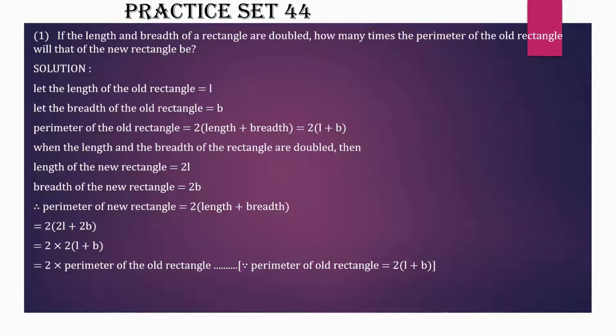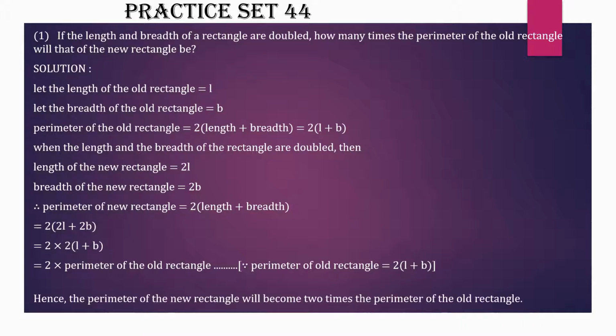2 into (L plus B) is nothing but the perimeter of the old rectangle. So let us substitute that in place of 2 into (length plus breadth) as the perimeter of the old rectangle. So we will have perimeter of the new rectangle is equal to 2 times the perimeter of the old rectangle. Hence, the perimeter of the new rectangle will become 2 times the perimeter of the old rectangle.